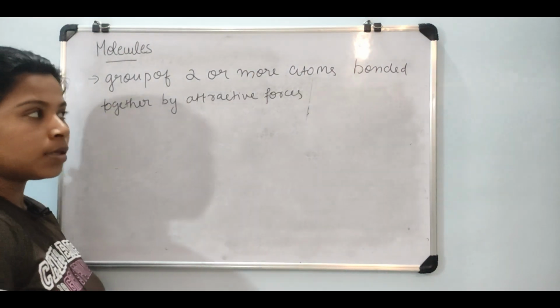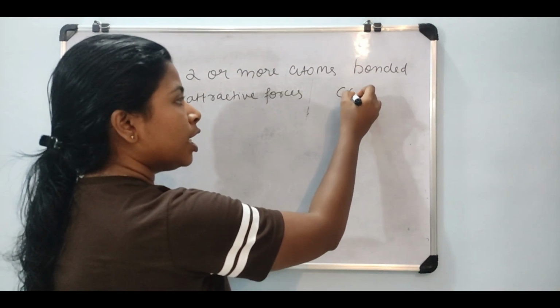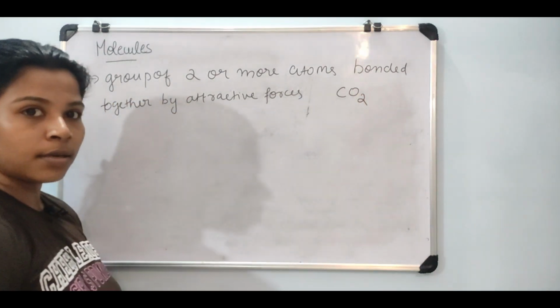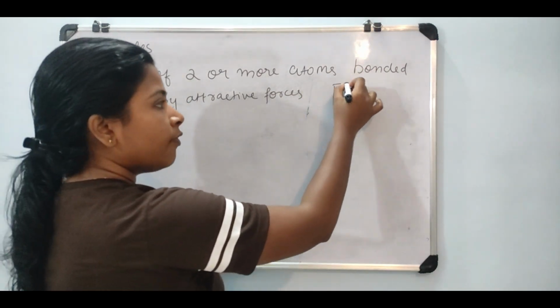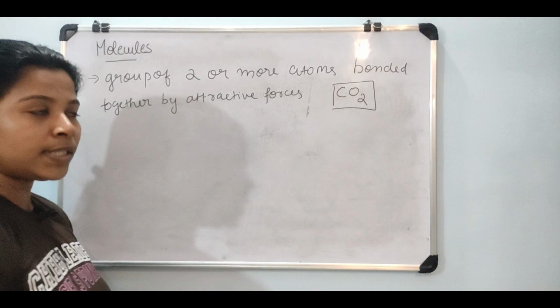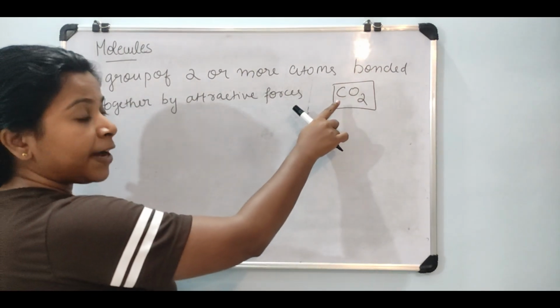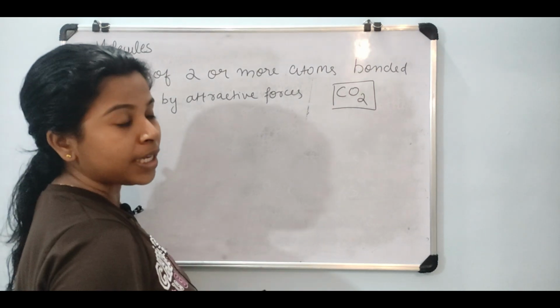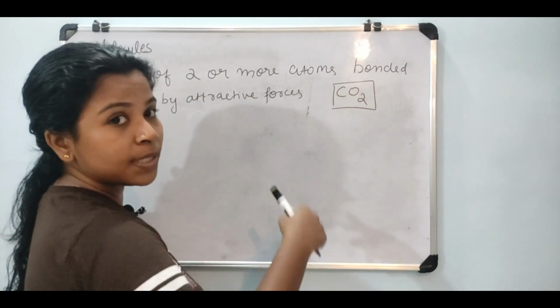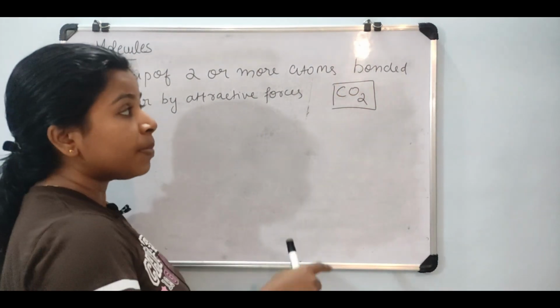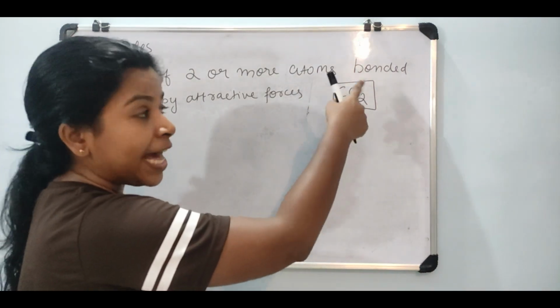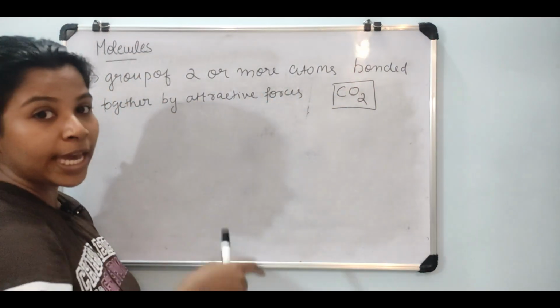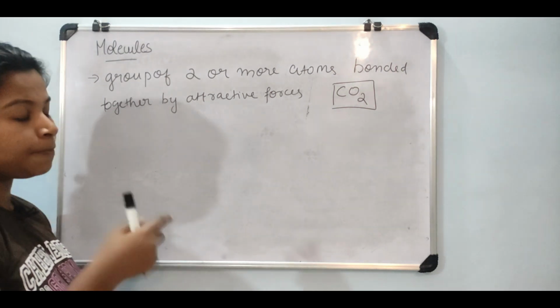Example for a molecule: CO2, carbon dioxide. This is a molecule of carbon dioxide. Here what can you see? Here you can find the atoms of carbon as well as oxygen, right? How many total number of atoms are there? 3. Means it is a group of atoms bonded together by the attractive forces.